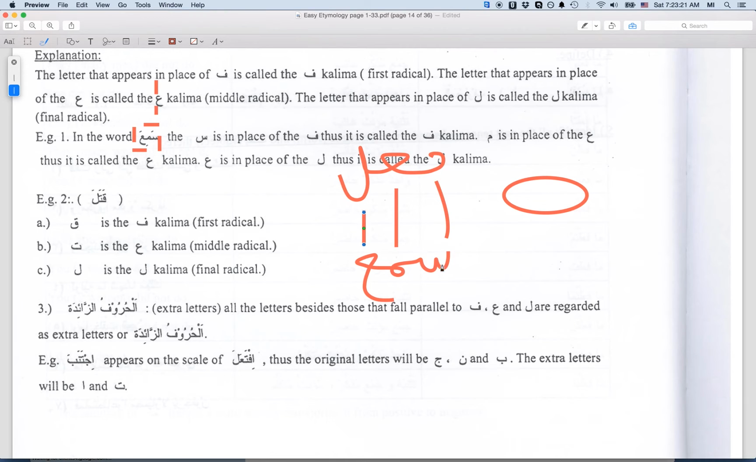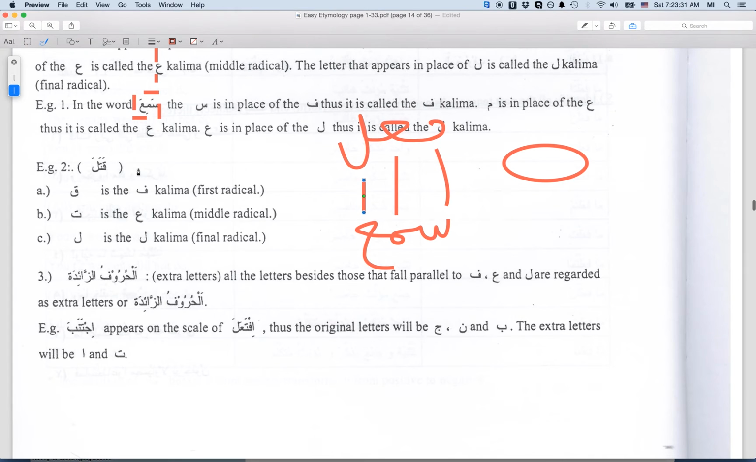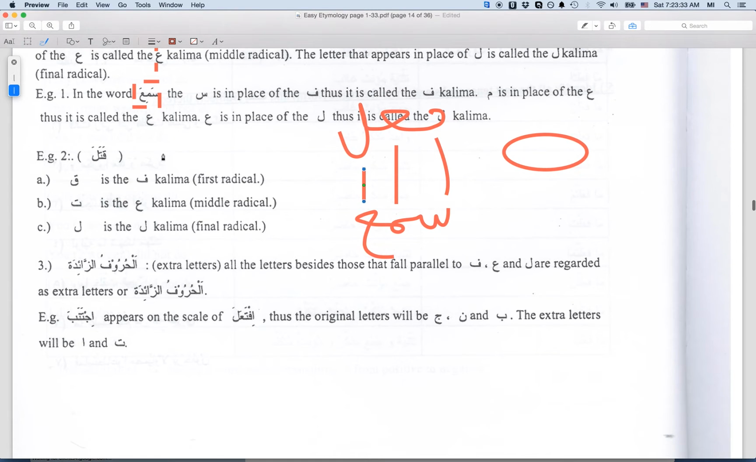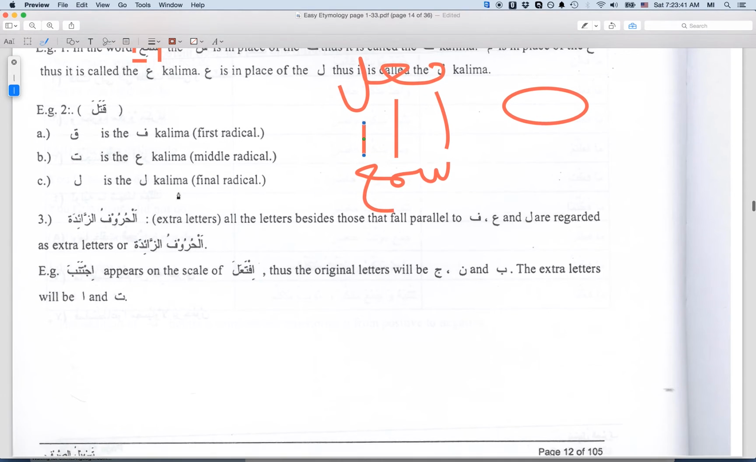Seen is in sami'a. Seen is fa kalma, in the place of fa kalma. Mim is in the place of ain kalma, and ain is in the place of lam kalma. That's what they're saying. First radical, middle radical, and final radical. Fa'ala or qatala, same thing in qatala. If you just drew it underneath the fa'ala, qaf will be fa, ta will be ain, and lam will be lam. Final radical, the third kalma.